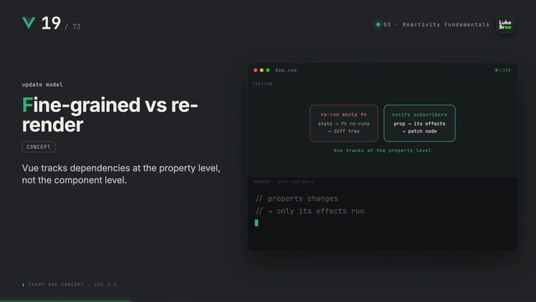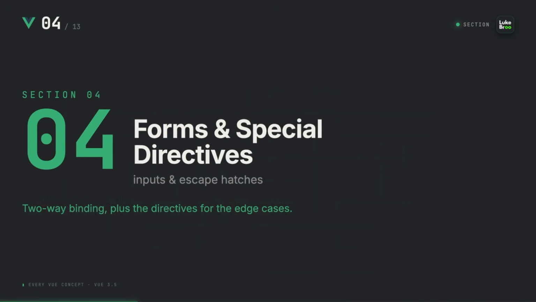Vue and React solve the same problem completely differently. React reruns your entire component function on any state change, then diffs the result to find what to update. Vue tracks dependencies per property from the start and updates only the exact DOM nodes that depend on the change. Same goal, opposite strategy.